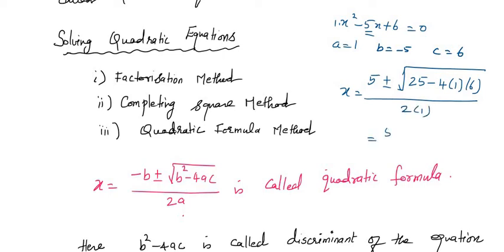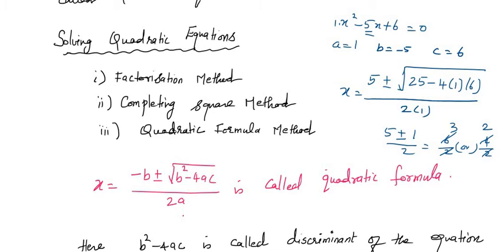That is equal to 5 plus or minus root of 25 minus 4 into 1 into 6, that is 24. Therefore 25 minus 24 is 1. Root 1 becomes 1. So 1 by 2. Therefore 5 plus 1, 6 by 2, or 5 minus 1, that is 4 by 2. Now what is the answer? 6 by 2 becomes 3, 4 by 2 becomes 2. Therefore 3 and 2 is the answer.